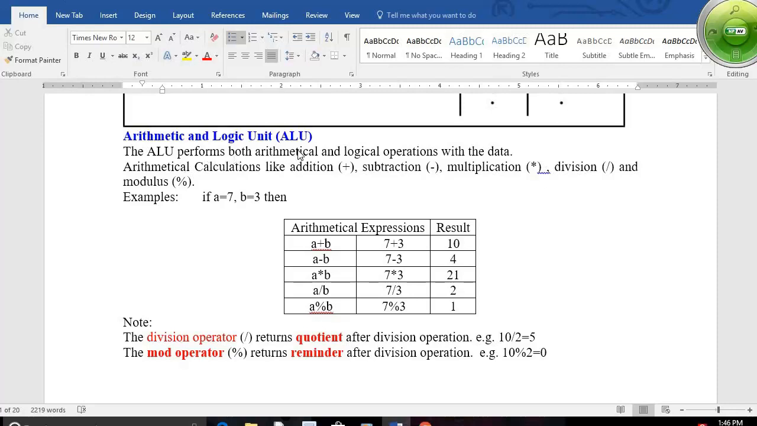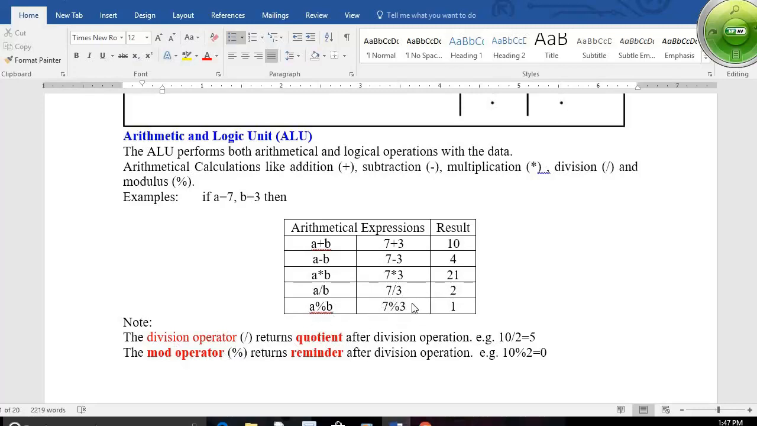ALU performs both arithmetical and logical calculations with the data. Arithmetical calculations are like addition, subtraction, multiplication, division and modulus. If memory A has 7 and memory B has 3, where A and B are integer variables, then 7 plus 3 is 10, 7 minus 3 is 4, 7 into 3 is 21. 7 divided by 3, we get the quotient: 3 twos are 6, 2 is the quotient, and 1 is the remainder. The division operator gives the quotient.